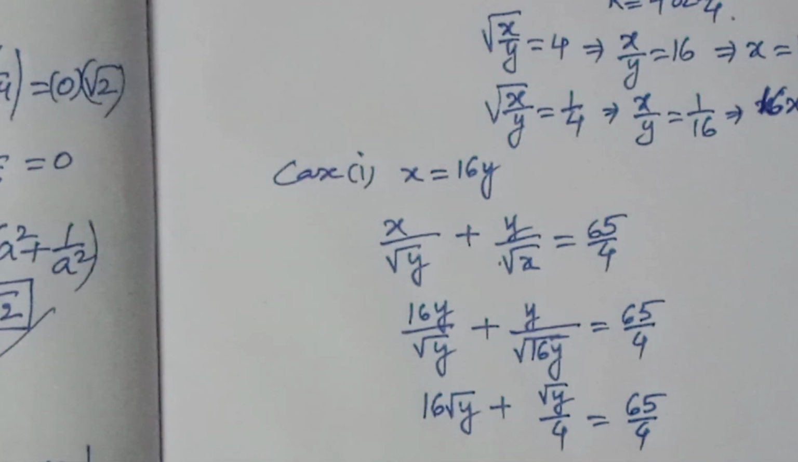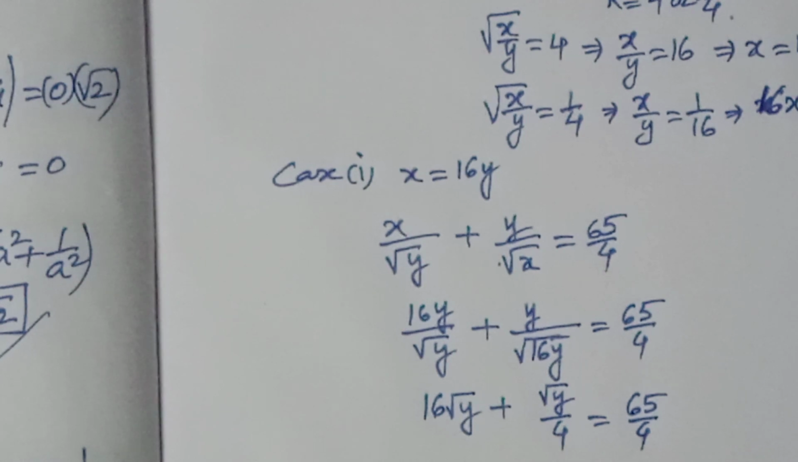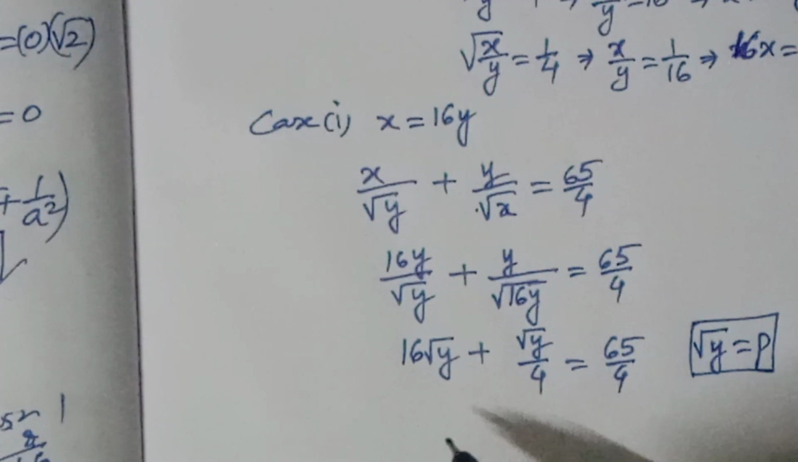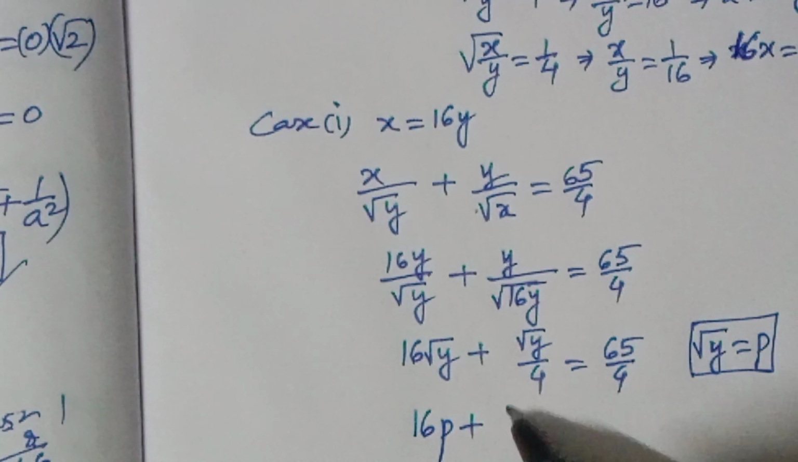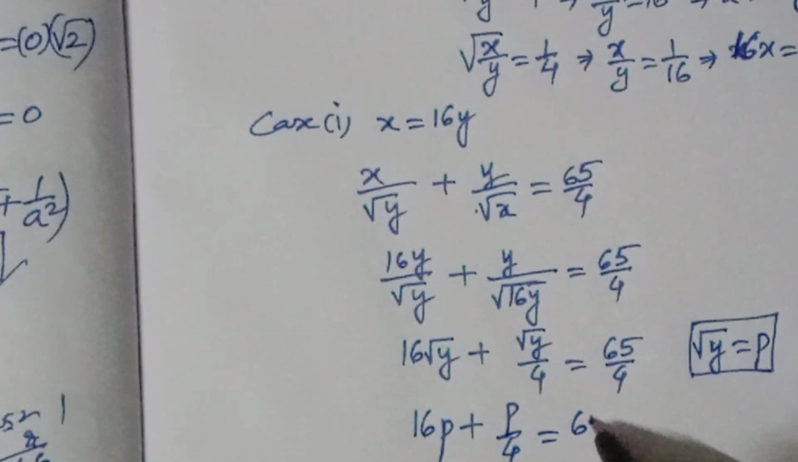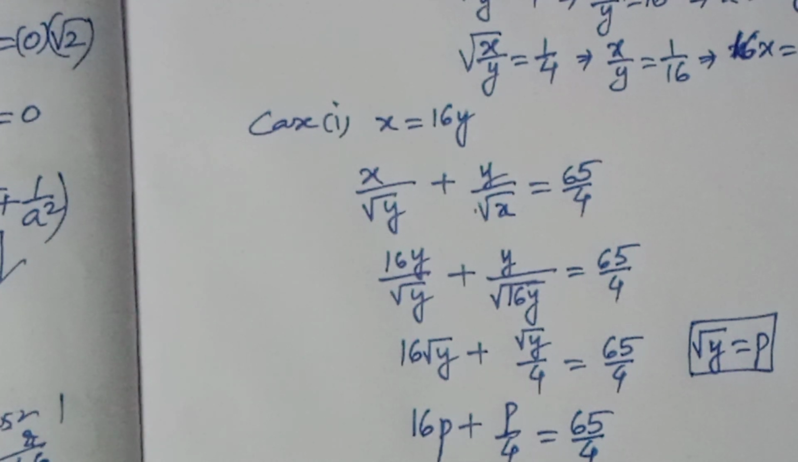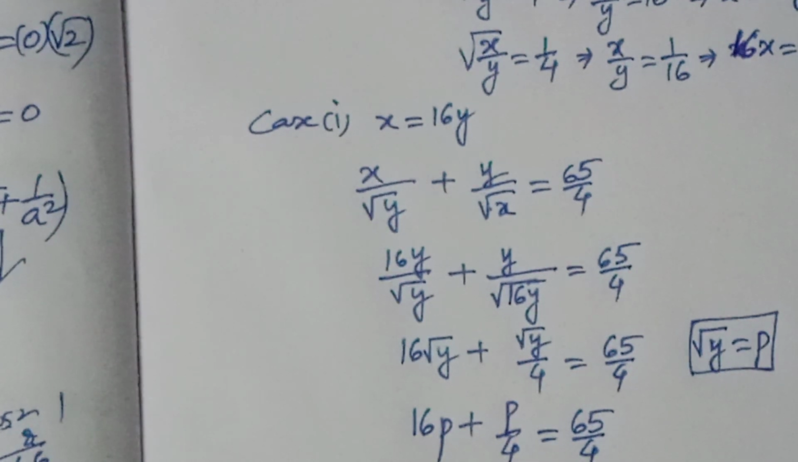Let us take root y is equal to p, for our convenience. 16p plus p by 4 is equal to 65 by 4. So 64p plus p by 4 is equal to 65 by 4. So 65p by 4 is equal to 65 by 4. Therefore p is equal to 1.